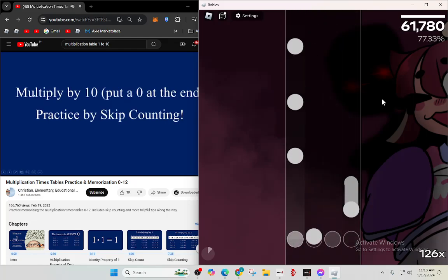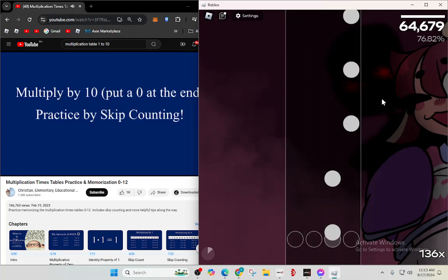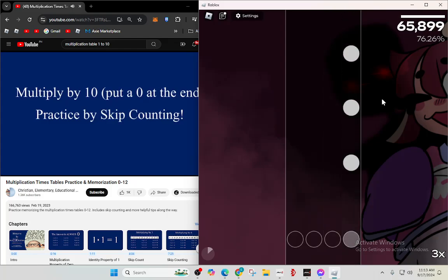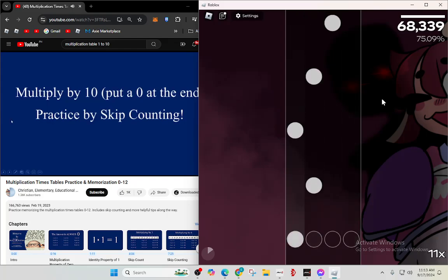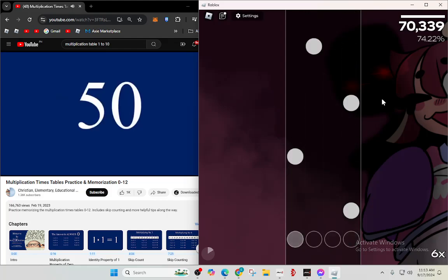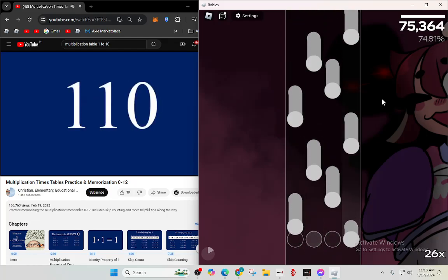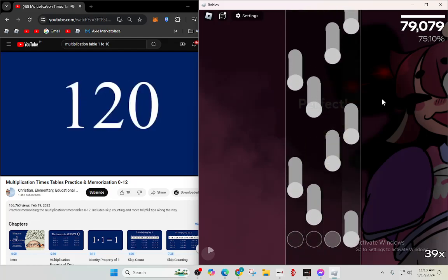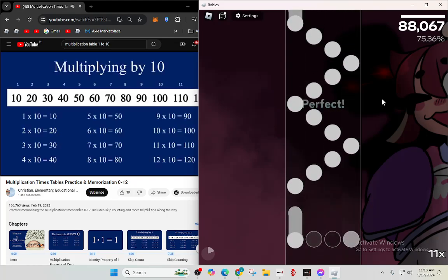Now, 10s are really fun because all you have to do is put a 0 at the end of whatever number you're multiplying 10 by, and that's your answer. We're going to practice with skip counting. You're probably very familiar with skip counting by 10, so let's do this together quickly. Are you ready? 10, 20, 30, 40, 50, 60, 70, 80, 90, 100, 110, 120. Very good job.